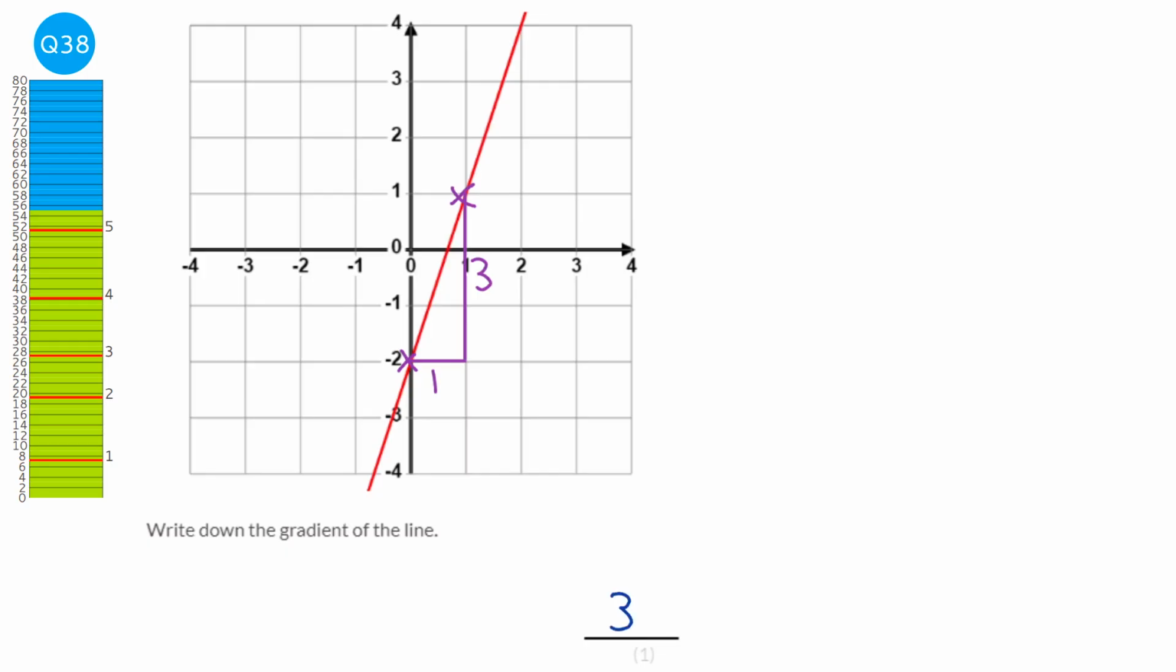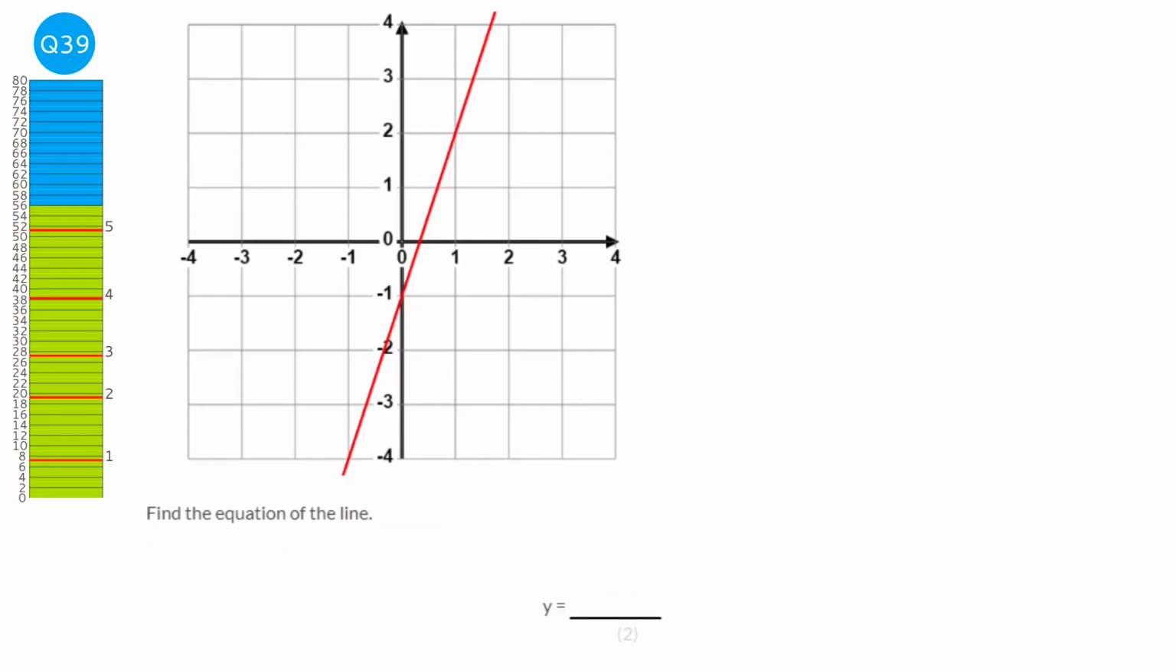We can write the equation of all straight lines as y equals mx plus c, with m being the gradient and c being the y-intercept. Now the y-intercept is the nice easy one to find because it's just where the line hits the y-axis, which is at -1, so c is going to be -1.